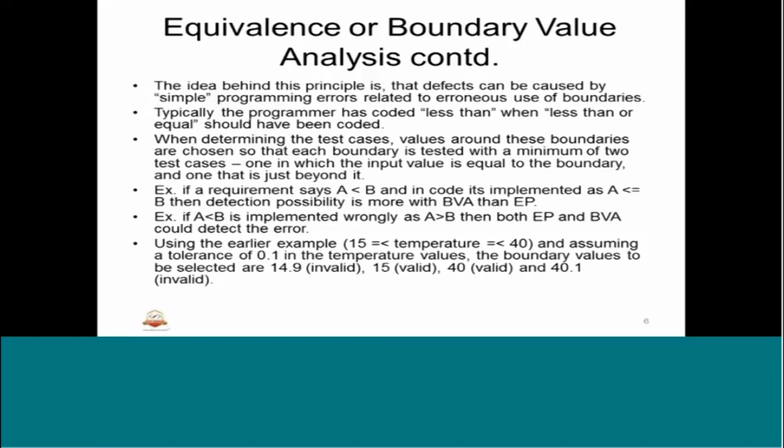So what are those? Invalid equivalence classes. Here we have 14.9 as invalid, 40.1 as invalid, 15 is normal, 40 is valid because equal is there. Had equal not been there, then we would have had a valid class as 39.